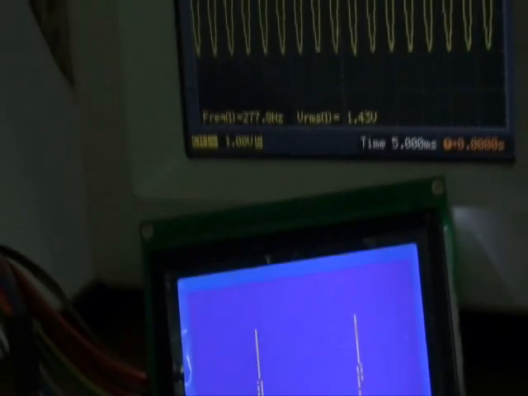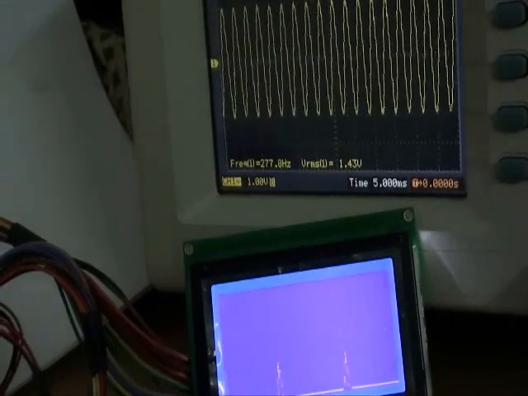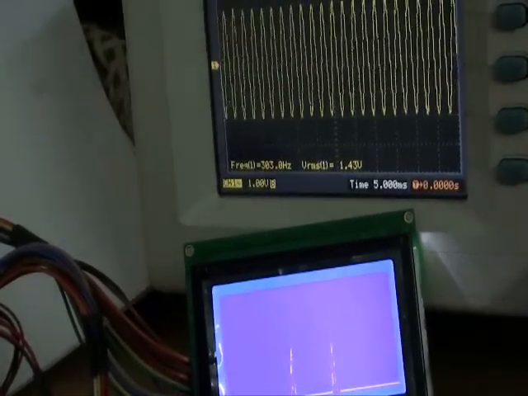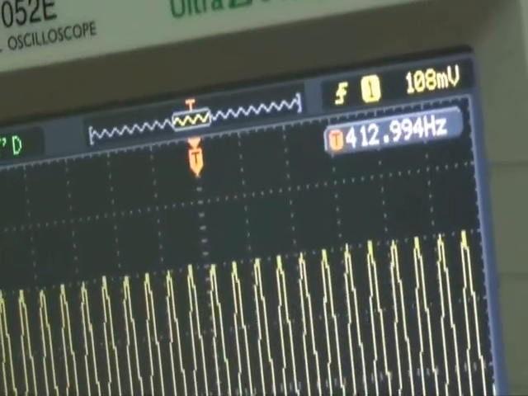300 hertz, and the peak also has shifted. So if I shift it even more, they get closer and closer. This comes to about 412 hertz, and the peak you can see over here.